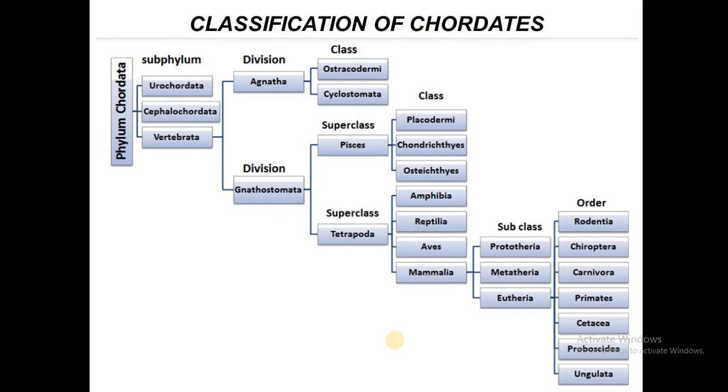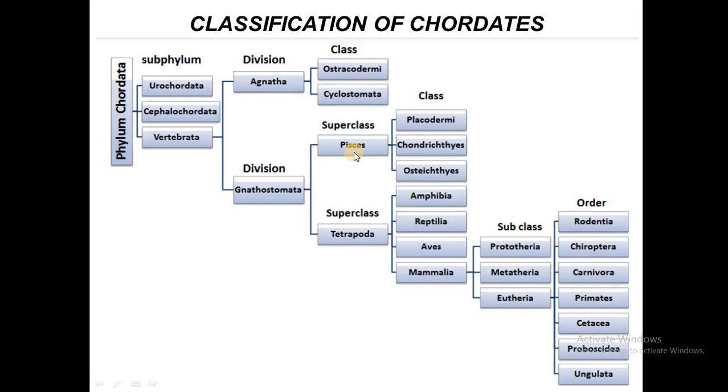Now let us see the classification of chordates. Broadly, the phylum Chordata has been classified into three subphyla, that is Urochordata, Cephalochordata and Vertebrata. Further, the subphylum Vertebrata has been divided into two divisions known as Agnatha and Gnathostomata. Agnatha includes all jawless vertebrates and Gnathostomata includes jawed vertebrates. Further, the Agnatha division is divided into two classes, Ostracodermi and Cyclostomata. Cyclostomata includes all jawless forms, and the division Gnathostomata is divided into two superclasses known as Pisces and Tetrapoda.